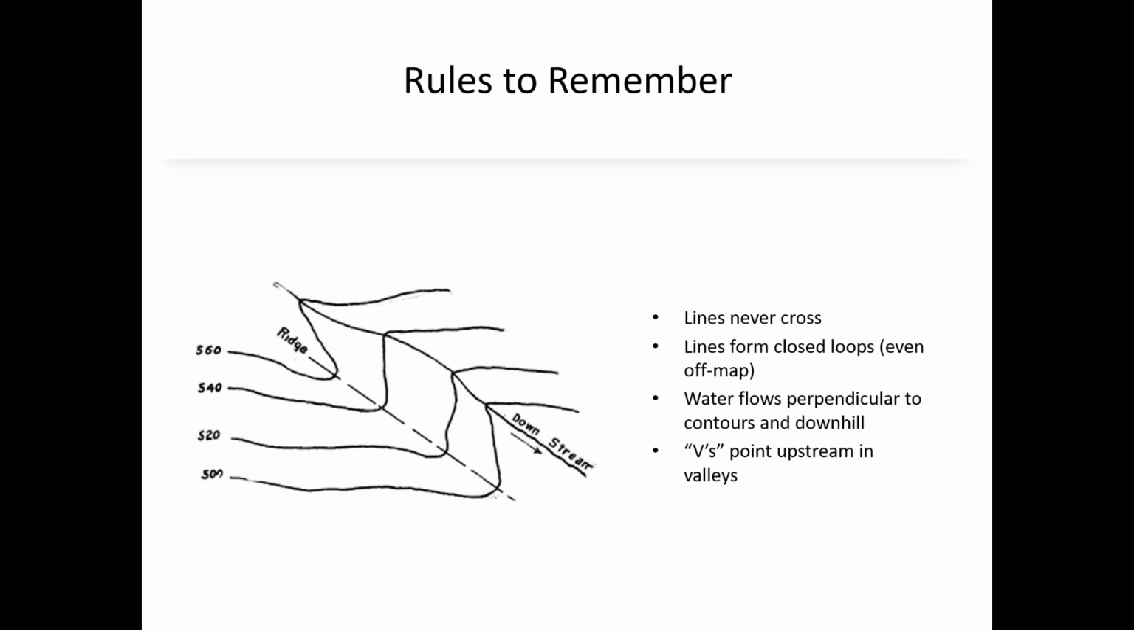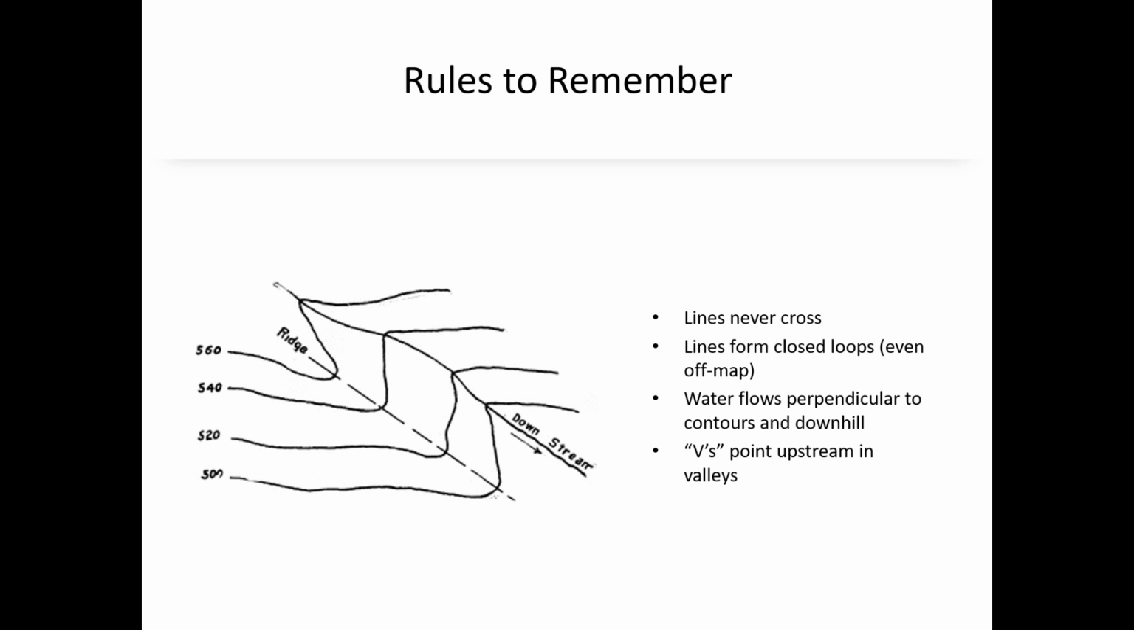All right, so next, a couple of rules that you should always remember. First of all, lines never cross. There have been some instances during tests where I've been asked to draw some sort of contour lines, but we'll go over that in later videos. Additionally, like I was talking about earlier, lines always form loops.